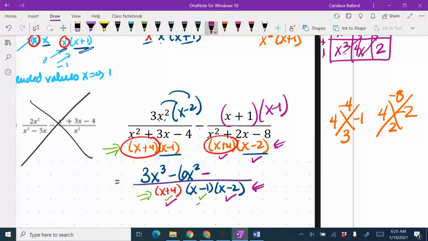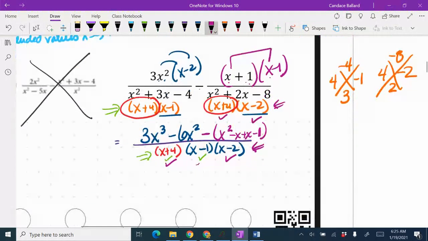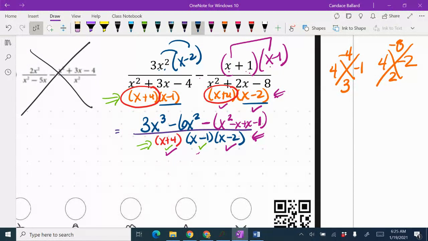So I'm actually going to do this in a couple of steps. I'm going to put a parentheses and FOIL this out. So x times x would be x squared. x times -1 would be negative x. 1 times x would be positive x. And then 1 times -1 would be -1. And it looks like my middles cancel.